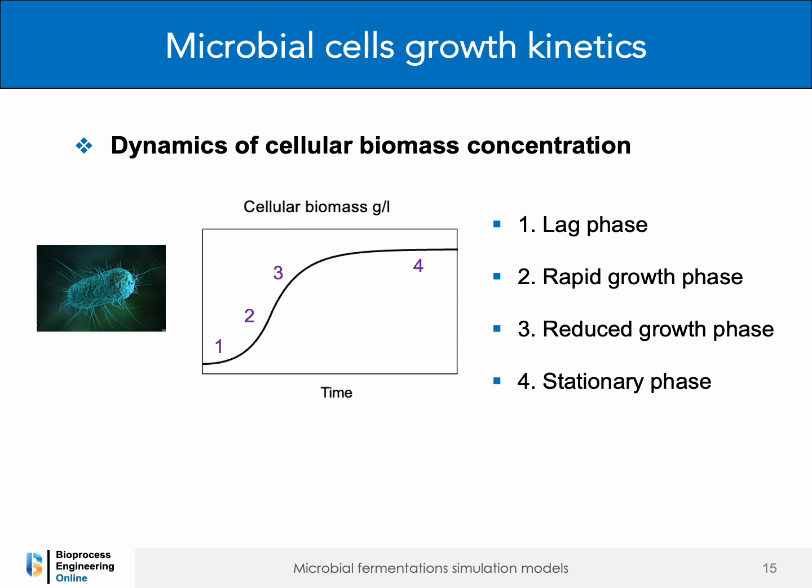Deceleration phase, the growth rate begins to slow as nutrients become limited or inhibitory byproducts accumulate. Stationary phase, growth ceases and the population stabilizes due to nutrient depletion or other environmental constraints.